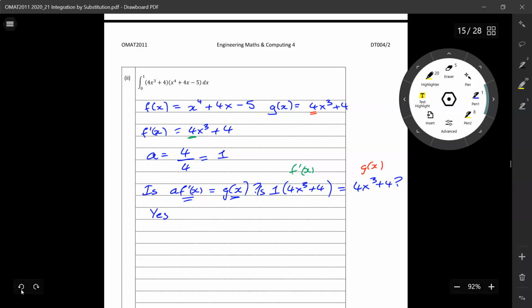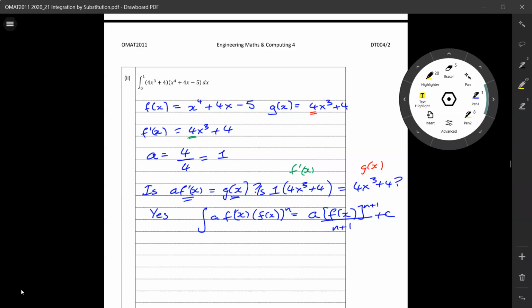Therefore, we can use our general formula, which is the integral of a times f prime of x times f of x to the power of n equals a times f of x to the power of n plus 1, divided by n plus 1, plus your constant of integration. Now we have a definite integral here, so we will be going between the upper and lower limit. The upper limit is 1, the lower limit is 0.